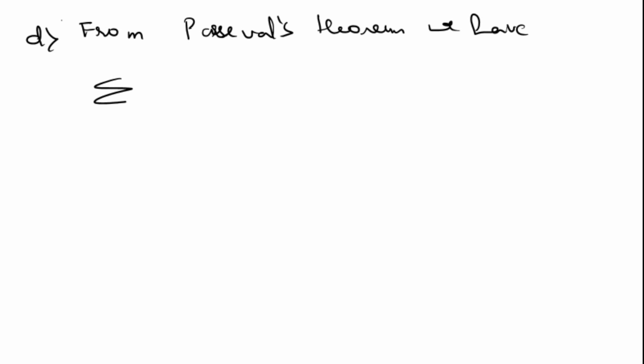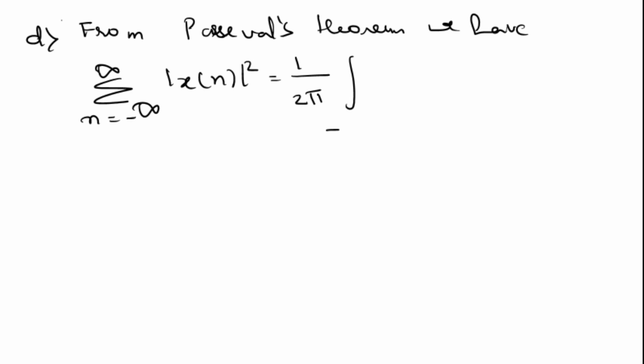And fourth one, from Parseval's theorem, we have summation n is equal to minus infinity to infinity mod of x of n square is equal to 1 divided by 2 pi integration minus pi to pi mod of x of e power j omega square into d omega.